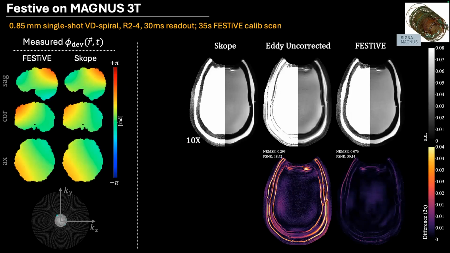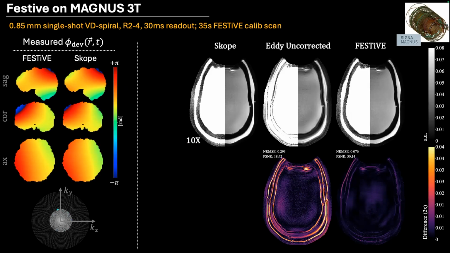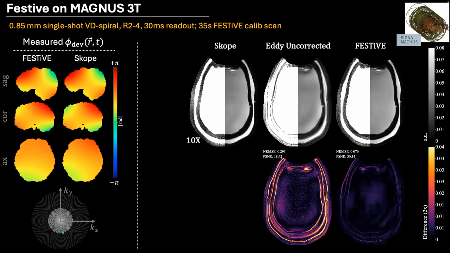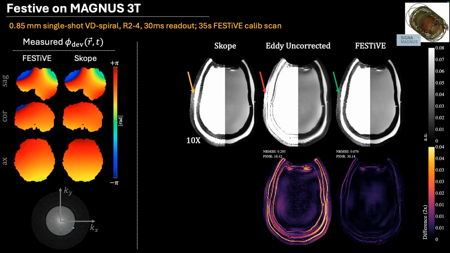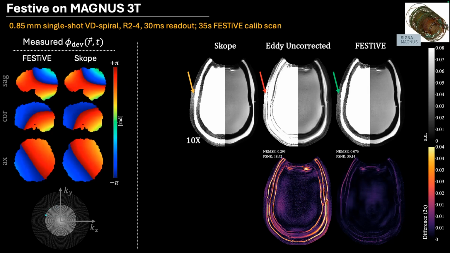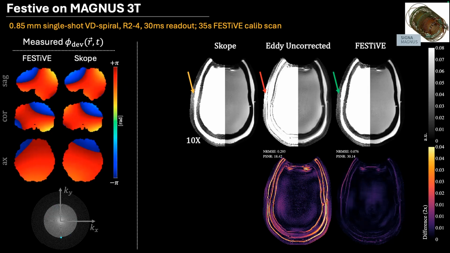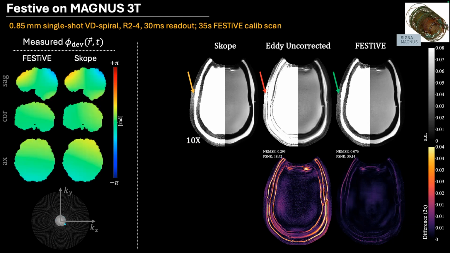So this is the phantom result. SCOPE looks pretty clean. Without any eddy current correction, it has quite a bit of artifact, and FESTIVE looks pretty clean too. If you zoom in here, there's still a little bit of difference between SCOPE and FESTIVE. But if you focus on here and look at the residue, it's actually cleaner on this sequence. So we have the potential to actually get better field calibration than SCOPE. There's still further characterization to be done, but this can be done in 30 seconds or less now.